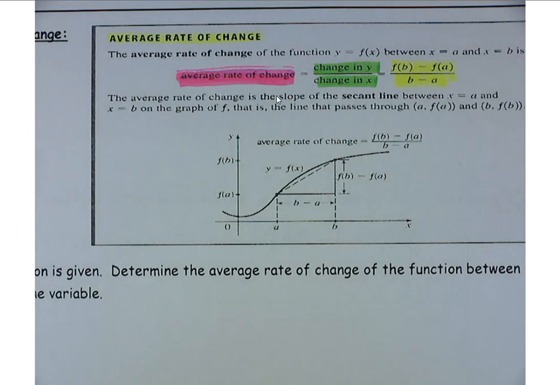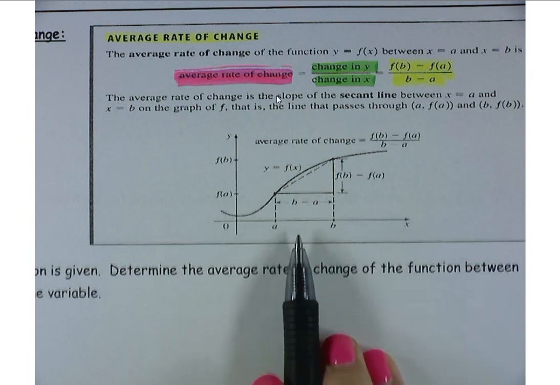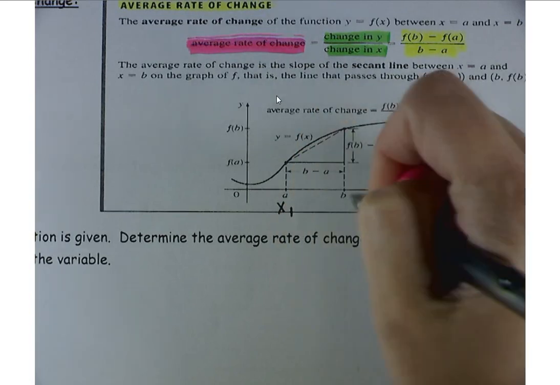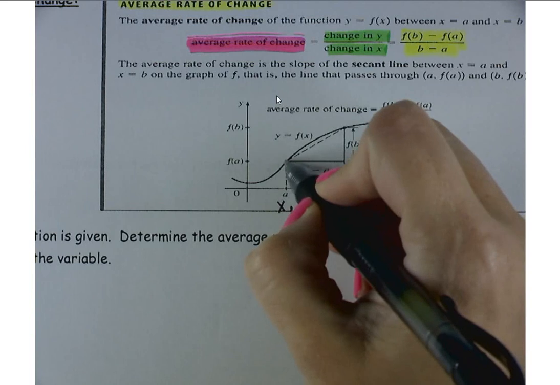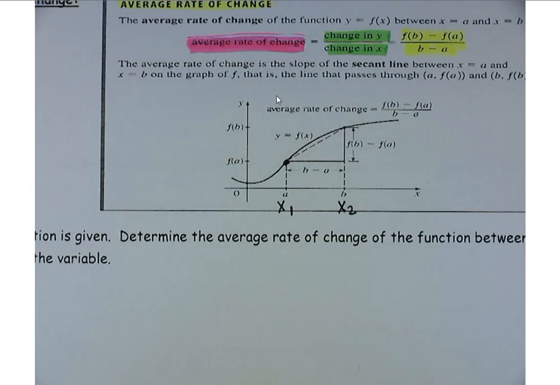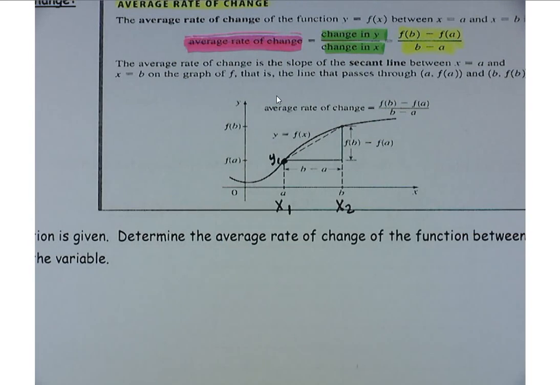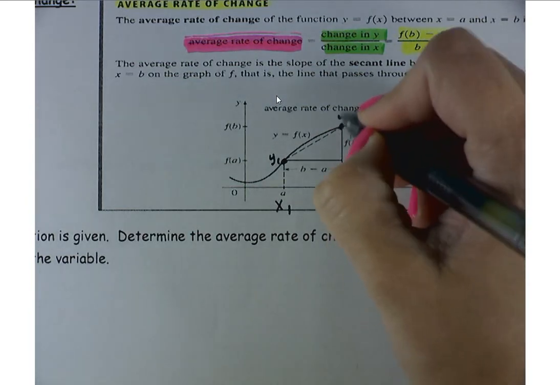So the first thing I notice is a and b are on the x-axis. Okay, so a is just like our x1 value. B is just like our x2 value. And then the output is going to be the height of the graph. Remember we did that yesterday when we found the value of the function? So if this is x sub 1, this is our output. We can call that y sub 1. Our output for our b value or our x sub 2 is y sub 2.